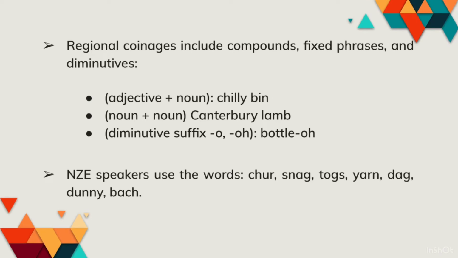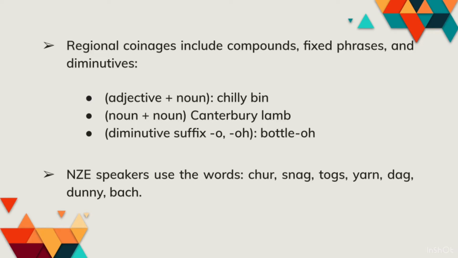Right away, let's move on to the unique words of the accent. Regional coinages include compounds, fixed phrases, and diminutives. For example, adjective plus noun like chilly bin, that is a portable container for keeping food and drink cool. Noun plus noun like Canterbury lamb, from the name of a province. And diminutive suffix plus o, like bottle-o, that is a dealer in used bottles.